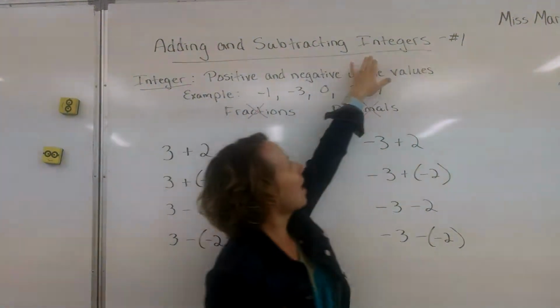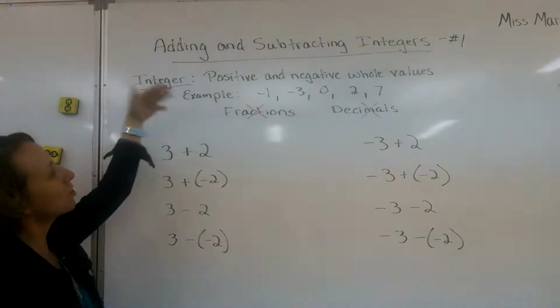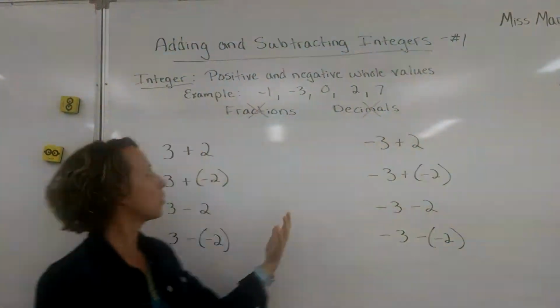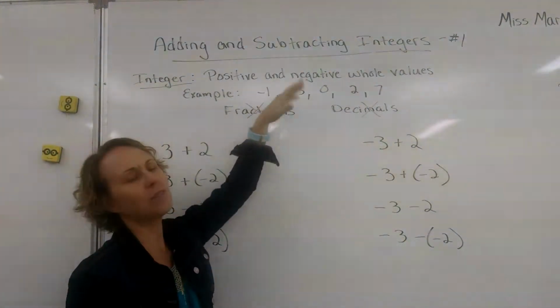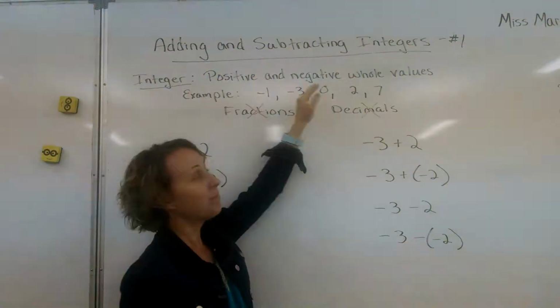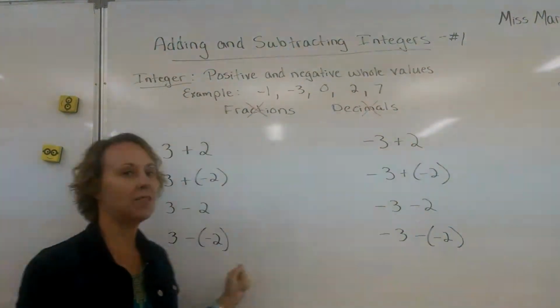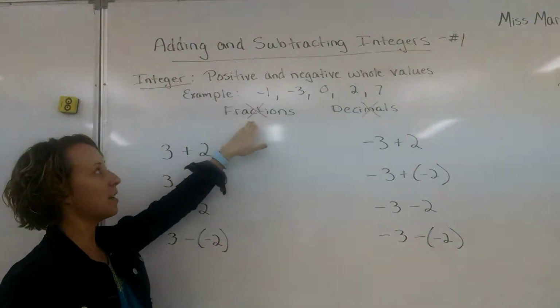Before we can talk about how to add and subtract integers, we should talk about what integers are. Integers are positive and negative whole values. So for example, that might be negative numbers like -1 or -3 that include 0. And it would also be positive numbers like 2 or 7 or any other positive or negative number. What would it not be? It would not be a fraction.